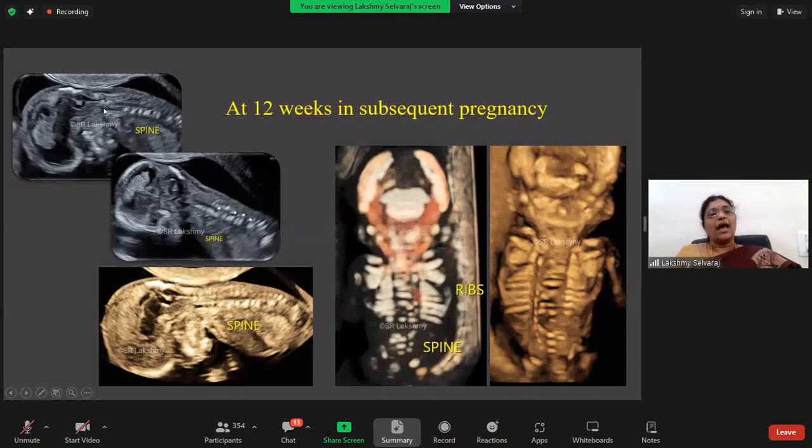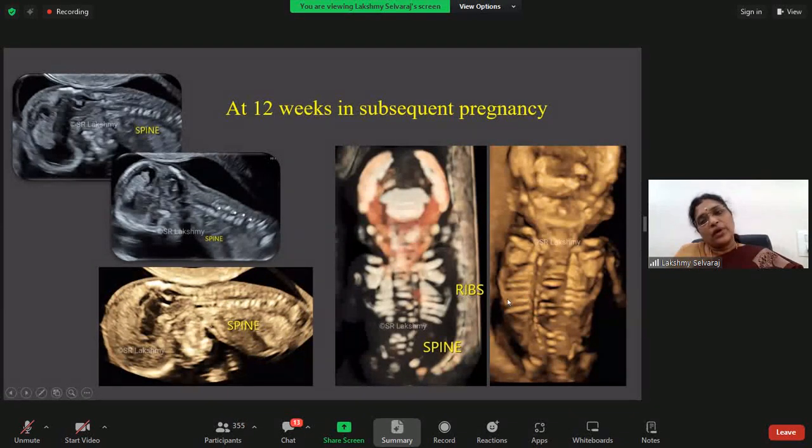the subsequent pregnancy. At 12 weeks, I do understand that the ossification centers of the spine will be very, very minimal. But look at whatever ossification you see: in a few areas it is missing, in a few areas the disc space is not clearly seen. So you have a very disorganized spine here, and look at the ribs, how crowded they are at 12 weeks.